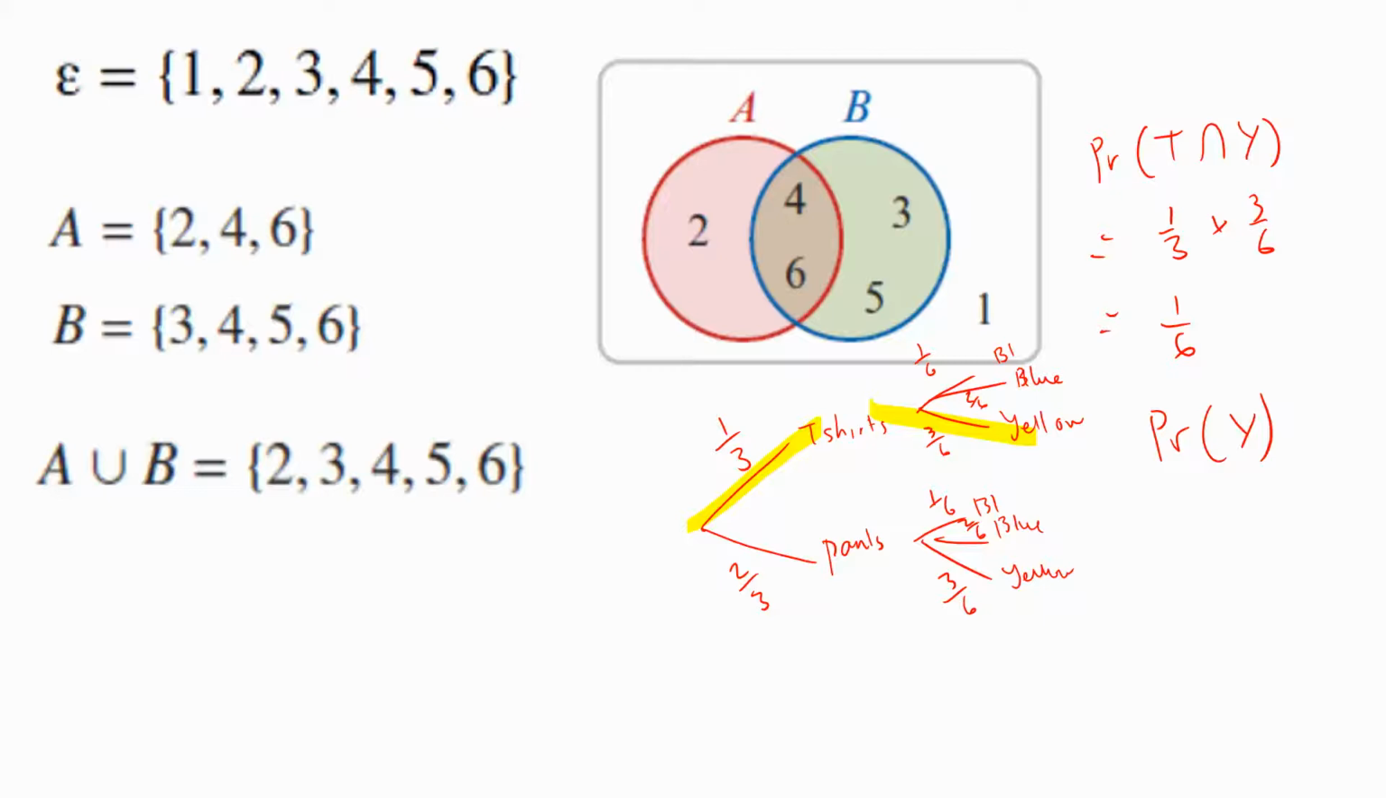Good. You want to know all the chances. What's the total probability of getting yellow? To get yellow, I could either get a t-shirt and a yellow, or I could get pants and a yellow. That's the total probability of me getting yellow.